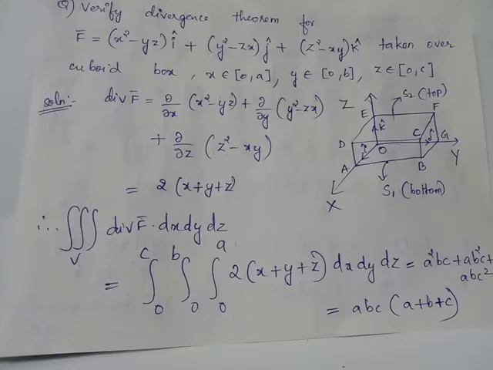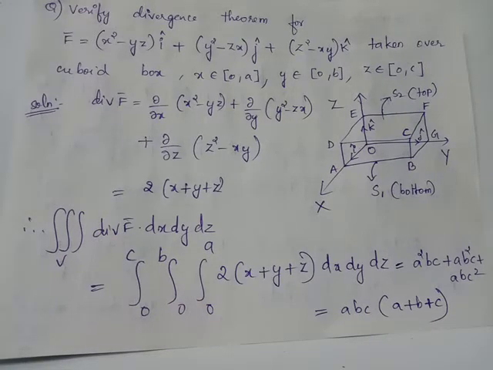Now we have to evaluate the surface integral over the 6 faces of the cuboid box. Let us denote the bottom portion of the cuboid box A, O, G, B using S1. Let us denote the top portion D, C, F, E using S2. Let S3 be the portion O, G, F, E. Let S4 be the face A, B, C, D. Let S5 be the face A, O, E, D, and let S6 be the face B, G, F, C.